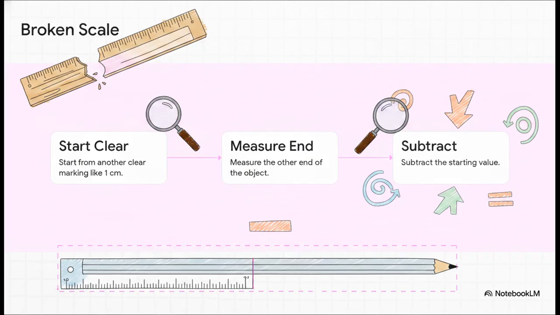Now, what if your ruler has been through the ringer? Maybe that zero mark is chipped off or completely rubbed away. Hey, don't panic. Actually, scratch that, it's super easy to fix. Just follow these 3 steps. First, start measuring from another completely clear mark, like the 1 centimeter line. Second, read the number at the far end of the object. And third, just subtract your starting value from that final number. The difference is your true length.